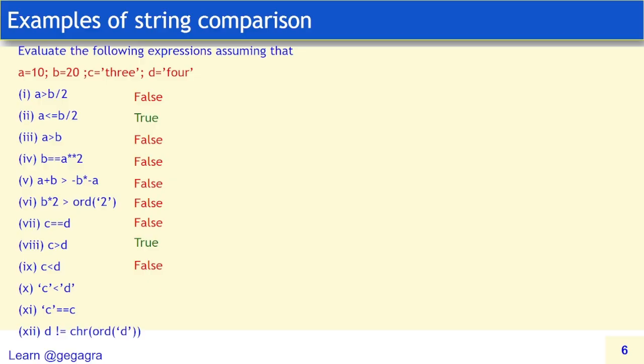Now character C and character D, we are going to compare these two characters. So the ASCII value of C, maybe 97, 98, 99, 99 is the value of character C, and 100 is the ordinal value of D. And that is why if you say C less than D, yes, this is true.